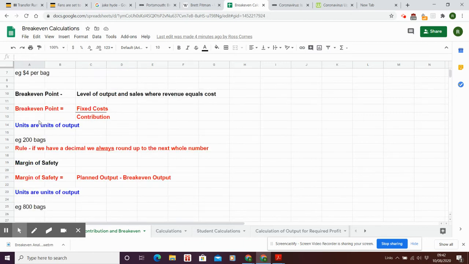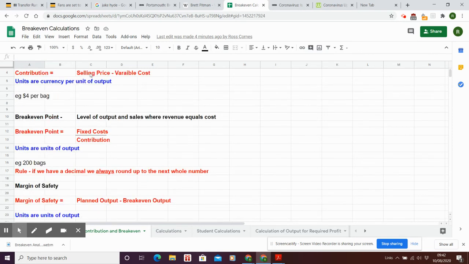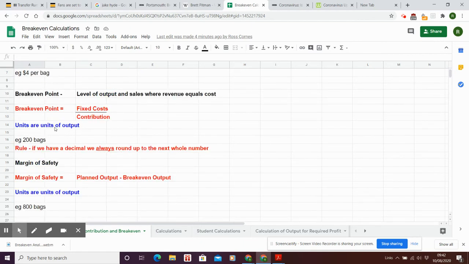Break-even point, for those of you who are in my class, we've already done break-even as a graph, but it's the level of output and sales where the revenue equals the costs. The formula for that is the fixed cost divided by contribution. So important to remember to calculate the contribution first. And the units are units of output. So if I'm a bag factory making bags, then it is 200 bags.